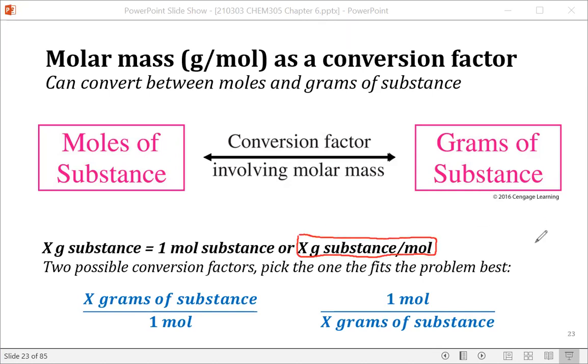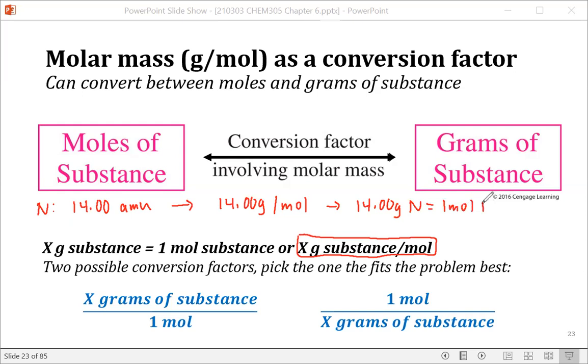So let's say we're dealing with the element nitrogen. Nitrogen, if we round it to 2 decimal points, its atomic mass is 14 AMUs. That means its molar mass is 14 grams per mole, which another way to write that is 14 grams of nitrogen equals 1 mole of nitrogen.